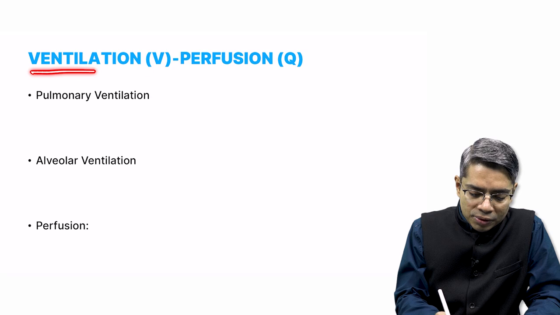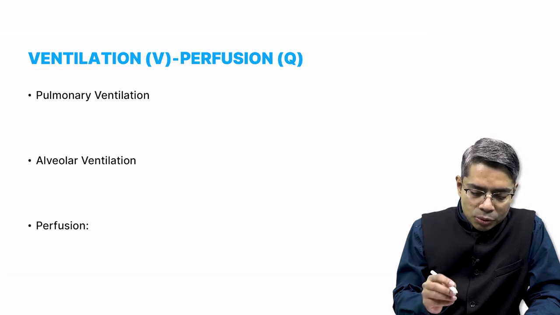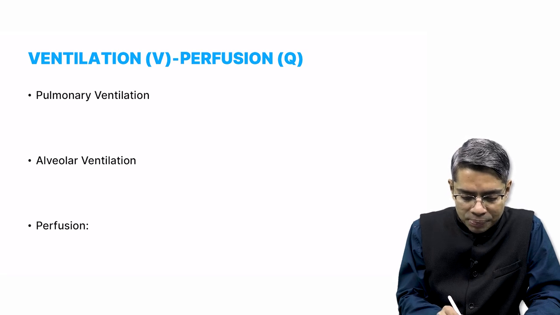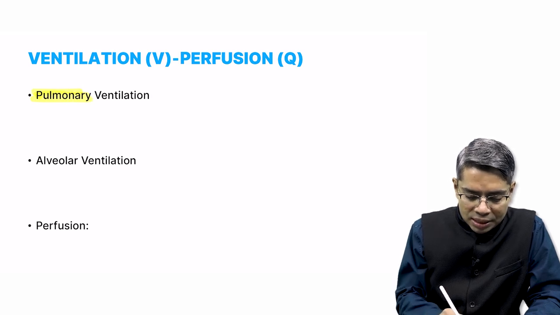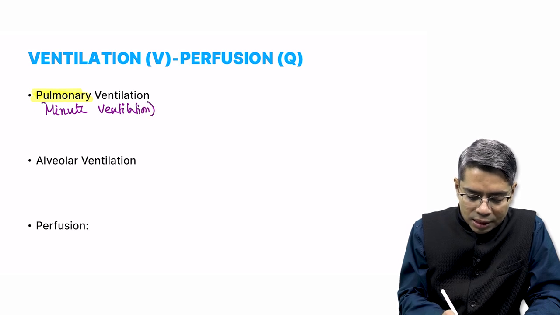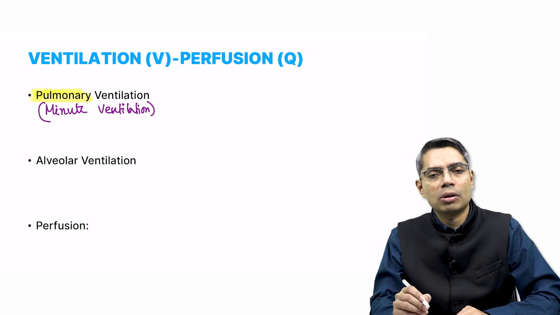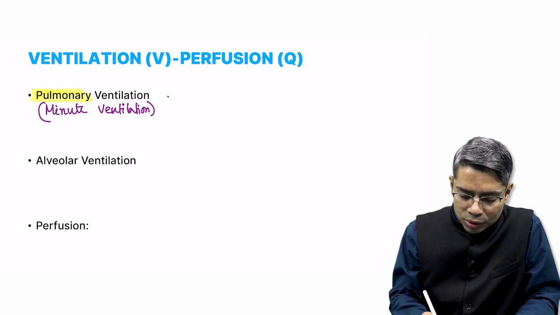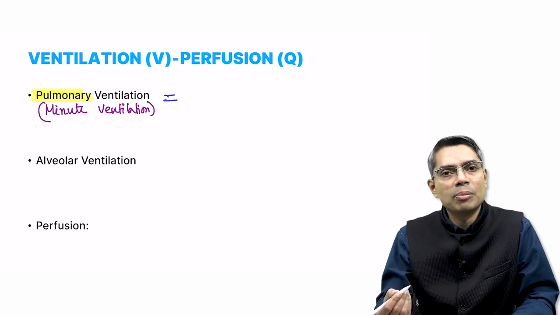Now whenever we talk about ventilation, we have to understand two different types of ventilation in lung. One is known as the pulmonary ventilation. The pulmonary ventilation is also known as the minute ventilation, so you have to remember this name. From the word you can easily understand that the pulmonary ventilation is talking about the total amount of ventilation in 1 minute, right? So how are we going to get the amount of pulmonary ventilation?